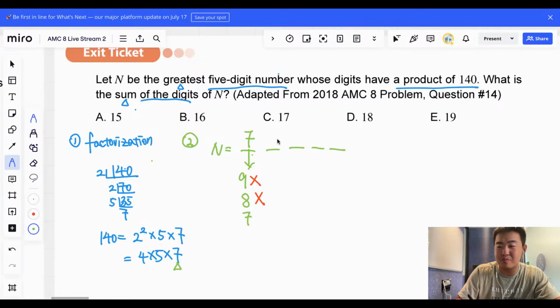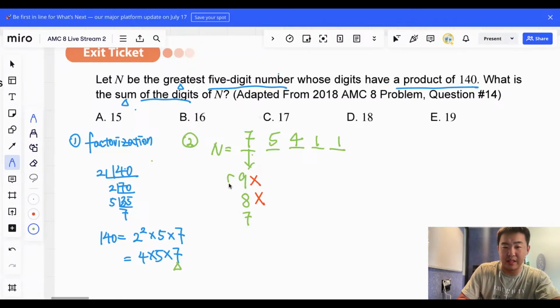After 7, we want to put the rest of the 2 factors on the digits. So we should put 4 here or 5 here. Remember, you put a larger value to the left, so you want to put the largest value as far left as possible. So 4 is less than 5, so you want to put 5 first, then followed by 4. Now we already have 7 times 5 times 4, which is 140, and our product is 140. So the remaining 2 numbers must be 1, okay? In order to satisfy this restriction that all digits' product is 140.